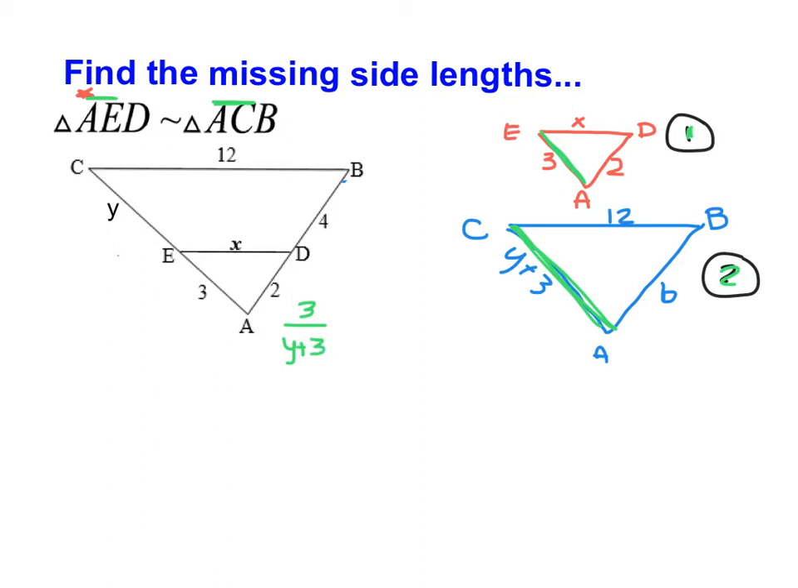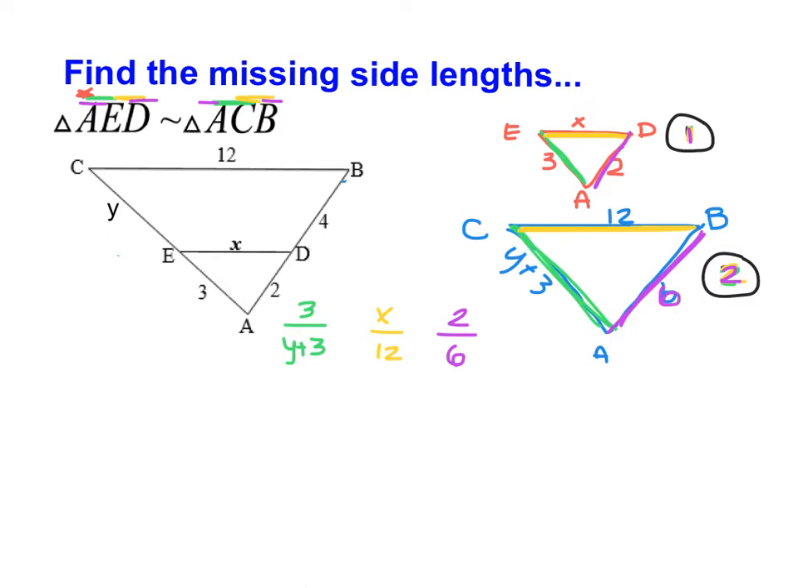And then if I look at my next part of my similarity statement, I have ED and CB. So ED and CB. And again, we're doing triangle 1 over triangle 2. So I have x over 12 as my ratio. And then my third side length is that remaining side length of DA and BA. So I have DA and BA. And again, I do triangle 1 over triangle 2. So I have 2 over 6. I know it looks like a B, but that's actually a 6.